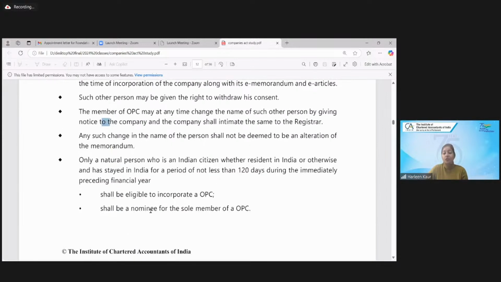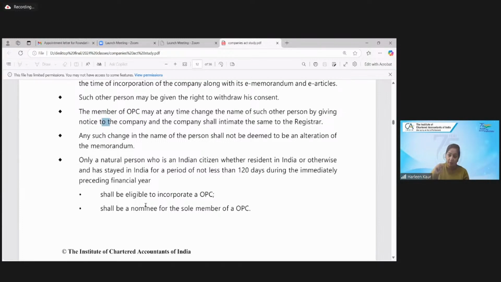Now, the next question is, who can? Now, this is very important question. This is basic thing on the basis of which examiner is going to ask you question. So only a natural person, Mr. Divyansh Bhatti, good, now you have started replying. Great. Who can open up an OPC?